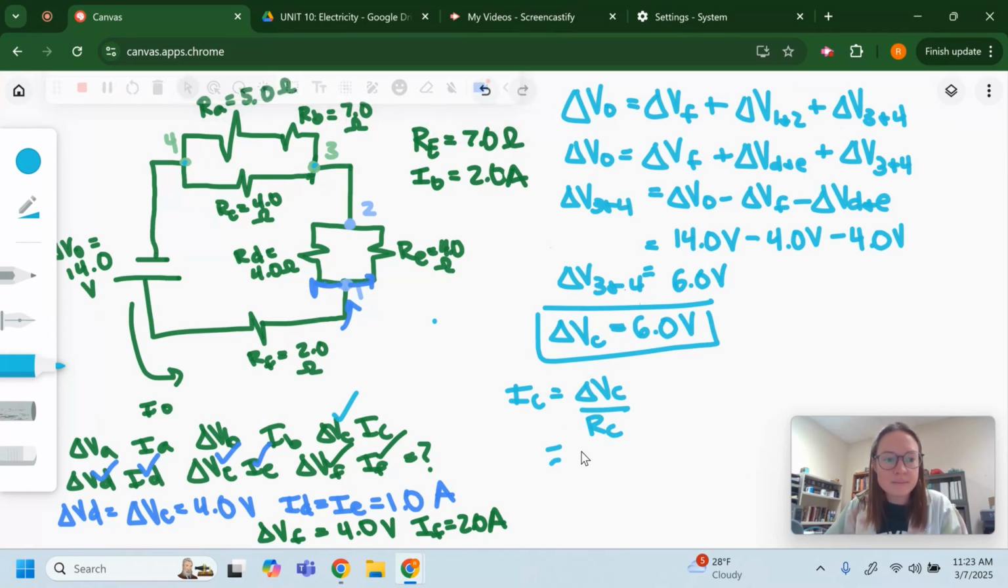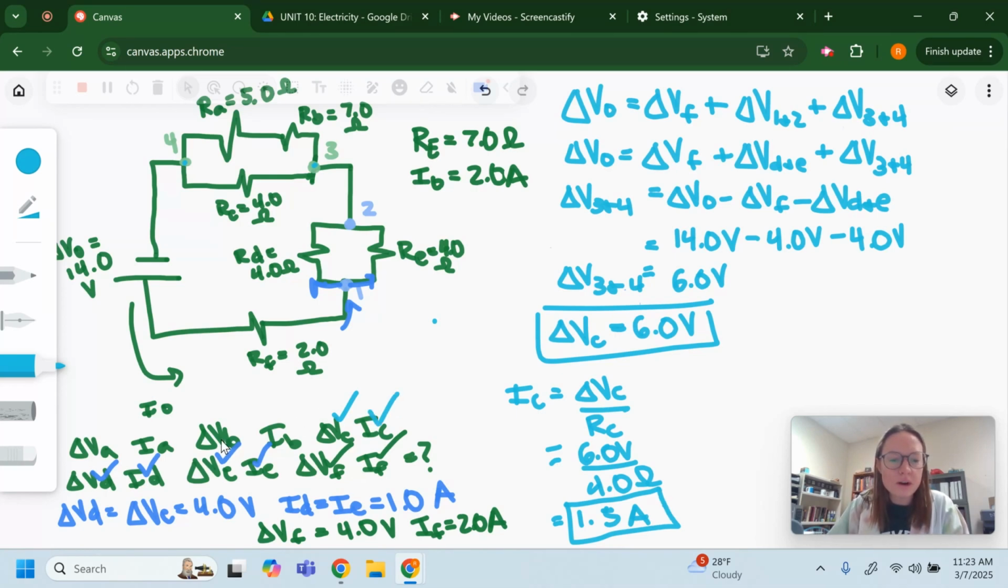Delta VC is equal to, what did I just say, 6.0 volts, divided by RC. RC is equal to 4.0 ohms. Try it in your head. You get 3 over 2, which is 1.5 amps. Done.